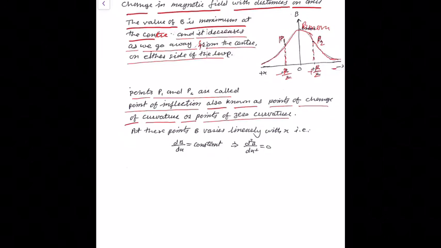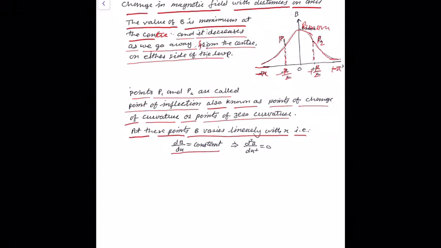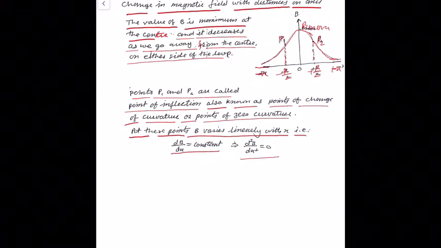Here plus x, and here it is minus x axis. At these points B varies linearly with x, that is dB upon dx is equal to constant, or we can write d square B upon dx square is equal to 0.